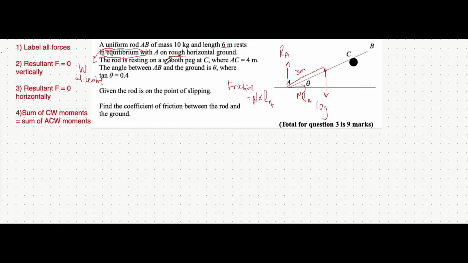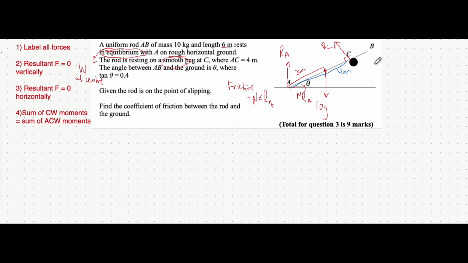It tells you the rod is resting on a smooth peg at C. The fact that it uses the word smooth means there's no friction at the position of C, even though there's contact. However, there is still contact, meaning there would be a reaction force at C, perpendicular to the surface. Let's call it RC. It says AC is equal to 4 meters. Let's label that in a different color because it's getting a little bit messy. So AC is this distance here, and that distance is 4 meters.